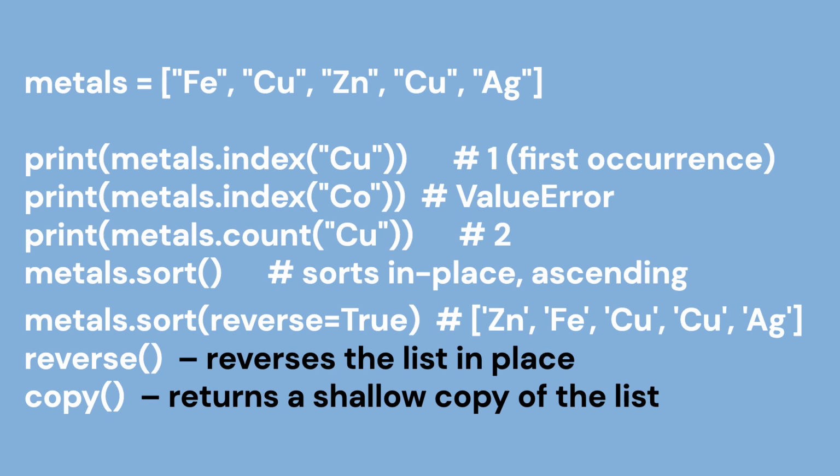The sort function sorts the list, by default in ascending order. For descending order, you guessed it, use reverse=True. The reverse function reverses the list in place. The copy function returns a shallow copy of the list. These two are useful when you want to modify, order, or duplicate a list without linking them.